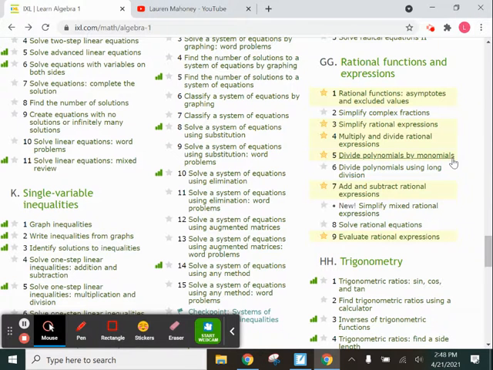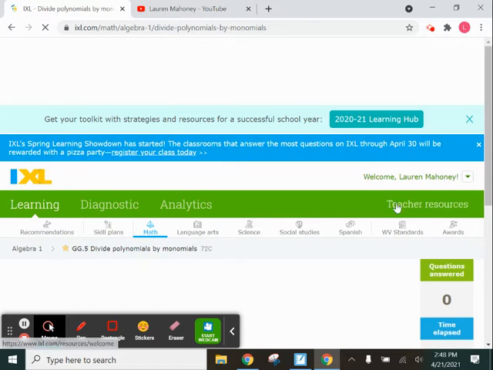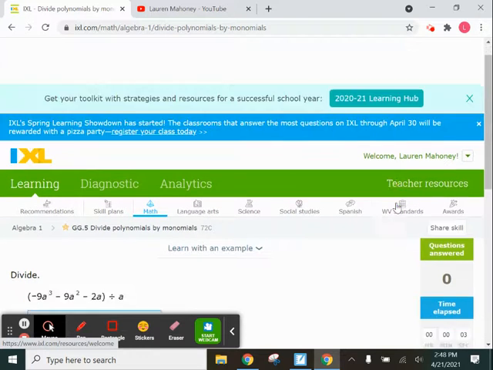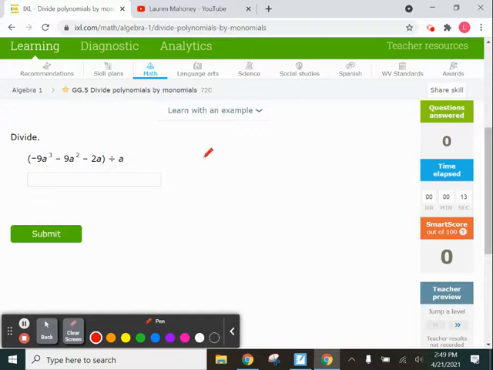So we are going to start in GG5. And this one deals with dividing polynomials by monomials. So in this one, you can see we have negative 9a cubed minus 9a squared minus 2a, the whole thing divided by a. So I'm going to rewrite the top part.